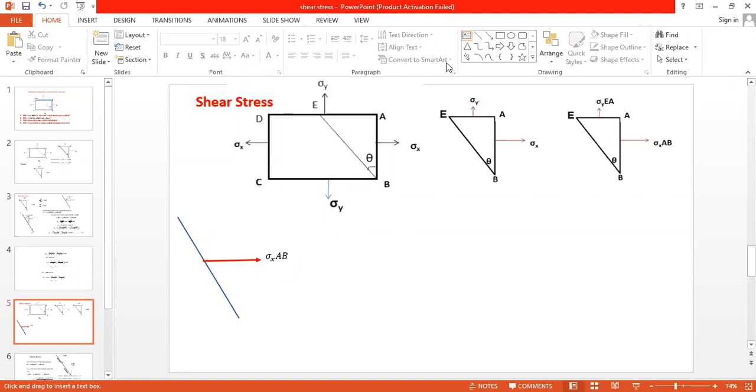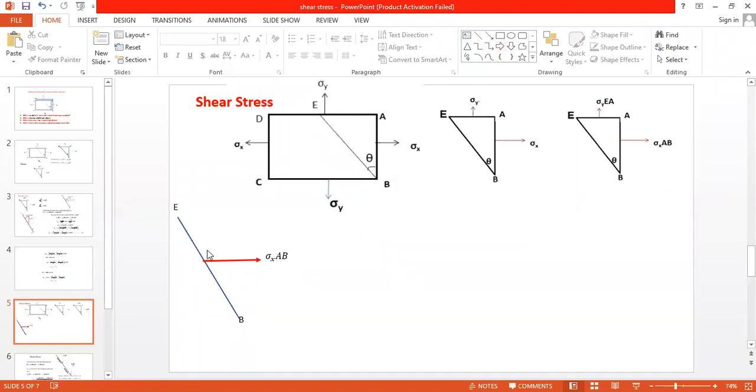Now this plane is EB here. This is your E, and this one is B. Okay. I have extended the line of action of the force sigma x AB on plane EB. Have you got up to here?